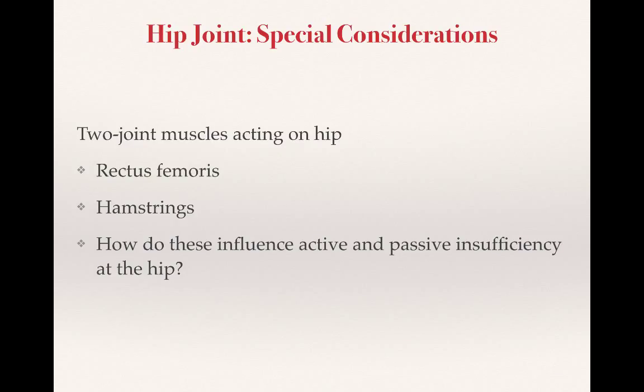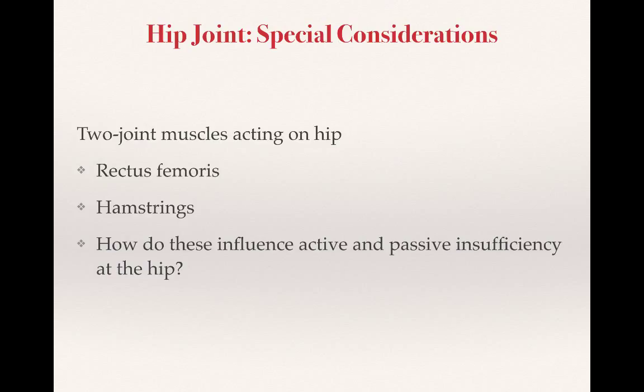So there are some special considerations that are unique to the hip joint. And so we're going to cover a few of these here. The first thing that we'll talk about are the two joint muscles acting on the hip. There are two muscles that cover two joints that also affect the hip, and they're the rectus femoris, located on the front of the leg, and the hamstrings on the back side. Because of where their attachments are, they cross the hip joint and they also cross the knee joint. And two joint muscles are stronger when they only work across one joint, as we've learned, and don't have to work or contract across both joints.